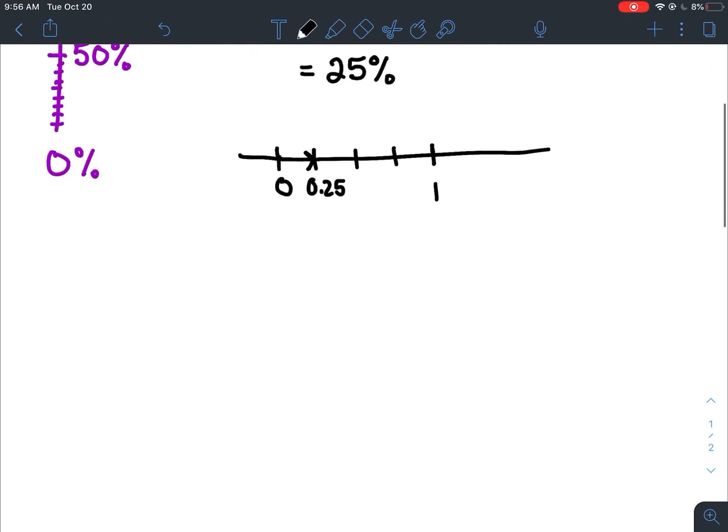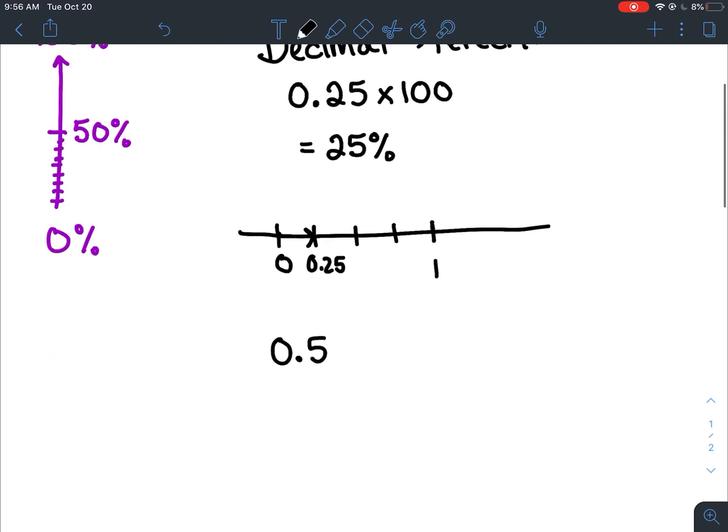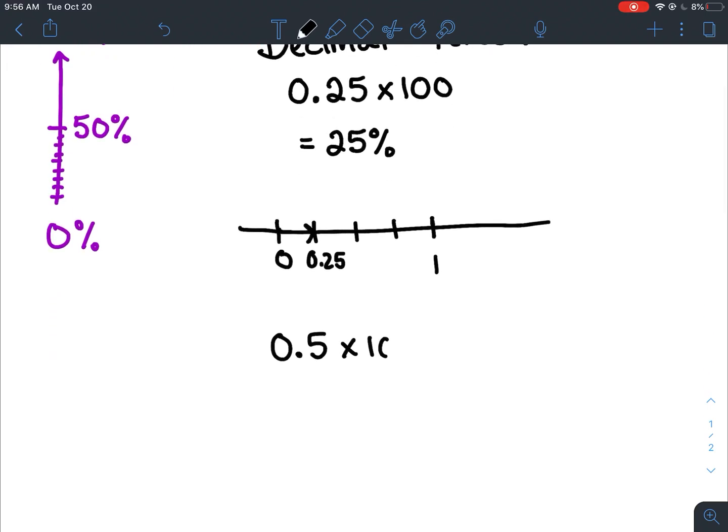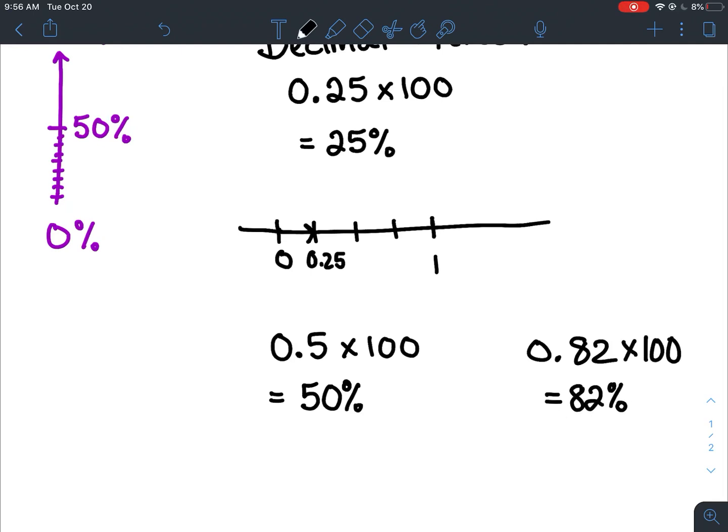Okay, let's do another decimal. Let's say you had 0.5, and you want to write that as a percent. We simply multiply it by 100, which would give us 50%. Let's try another one. Let's say you had 0.82, and we want to write that as a percent. Still multiply it by 100, giving you 82%.